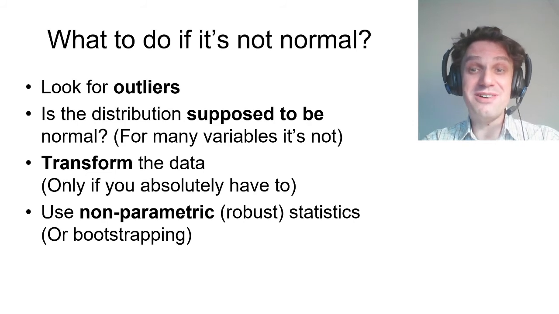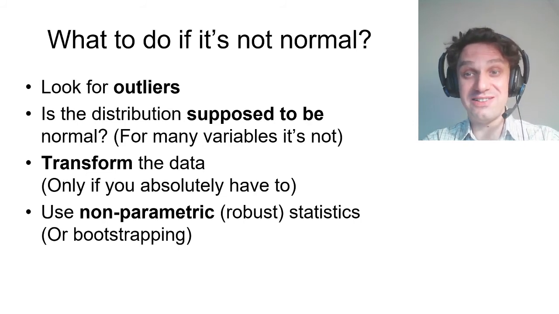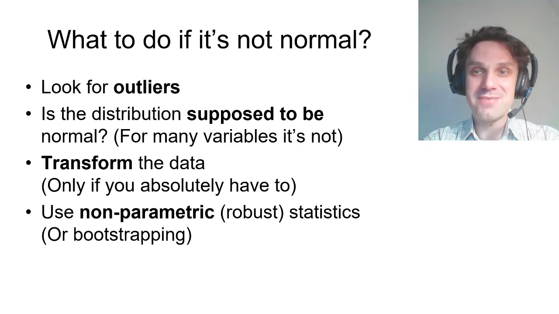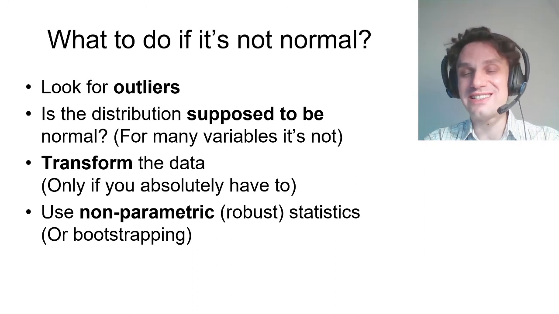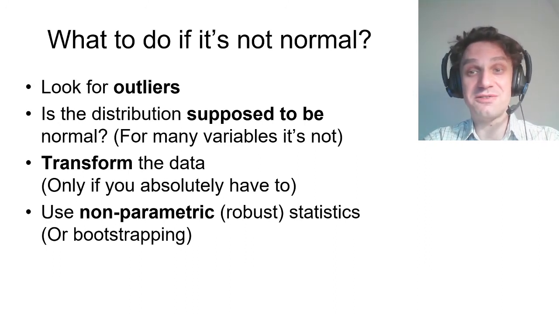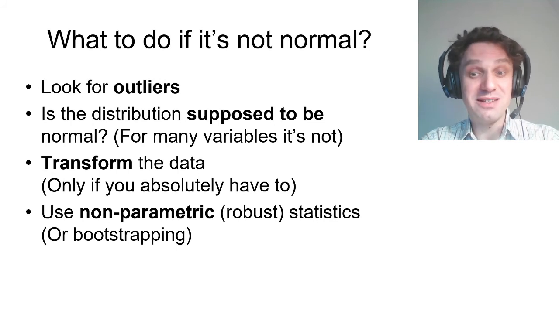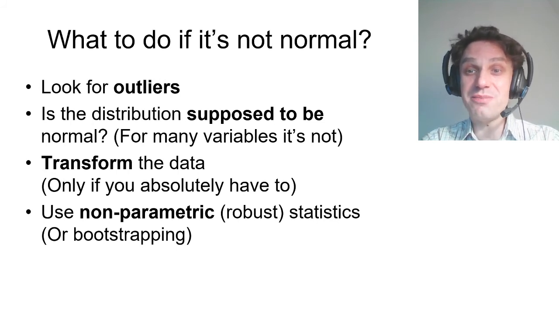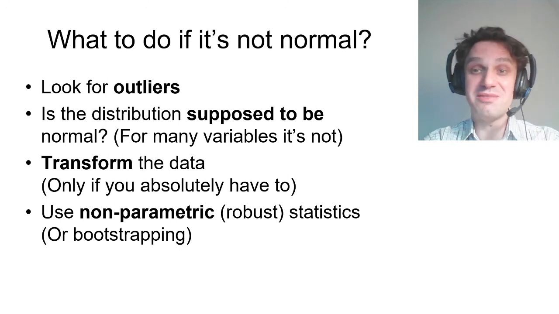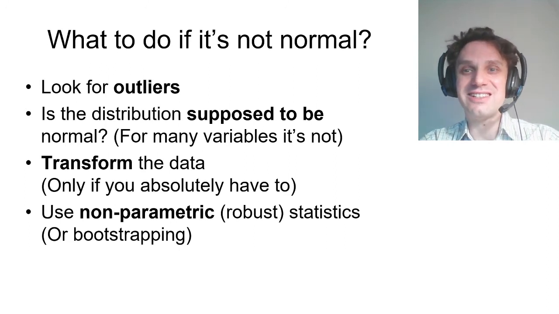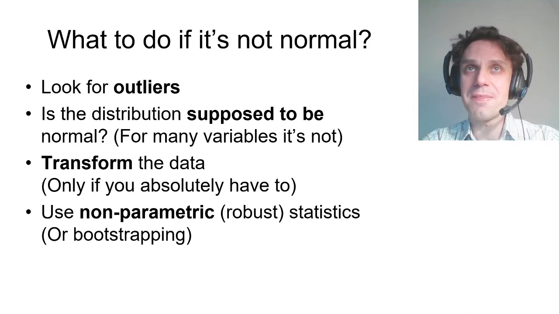But what can we do if our distribution is not normal? There are different reasons and different ways to resolve this issue. First of all, maybe there are some abnormal data points, some outliers with extremely high or extremely low values that bias your distribution.